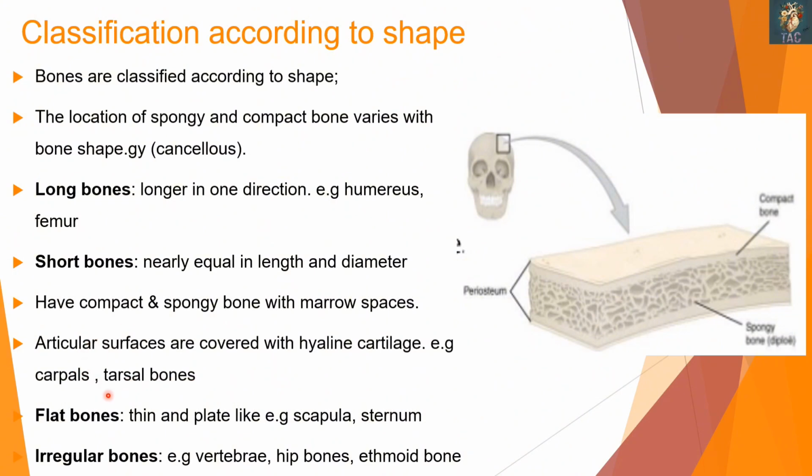Then we have the flat bones. These are the thin and plate-like bones like the scapula and the sternum. And then we have the irregular bones: the vertebrae, the hip bones, and ethmoid. So basically, according to the shape, the bones are classified into four main categories: long bones, the short bones, the flat bones, and the irregular bones.